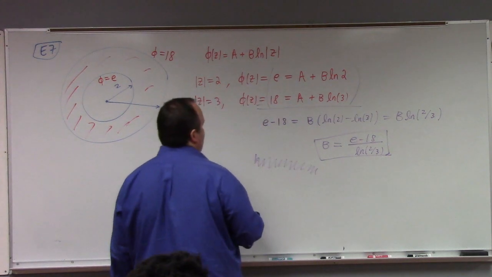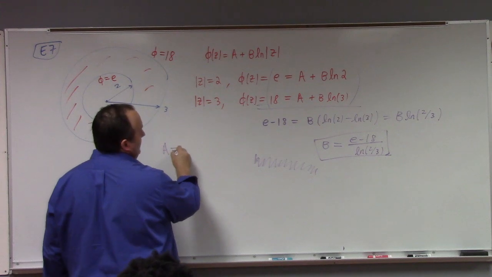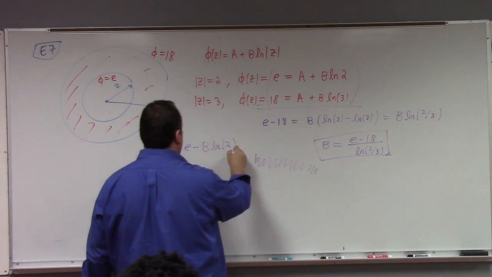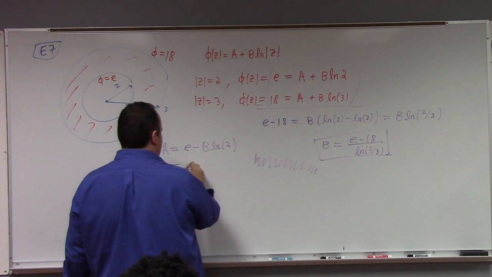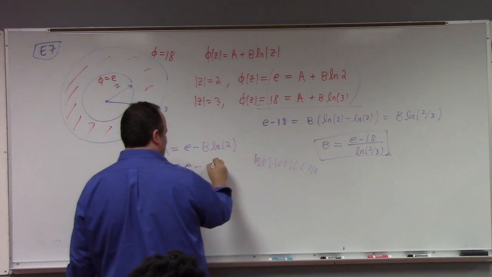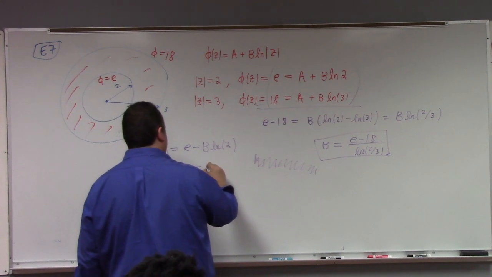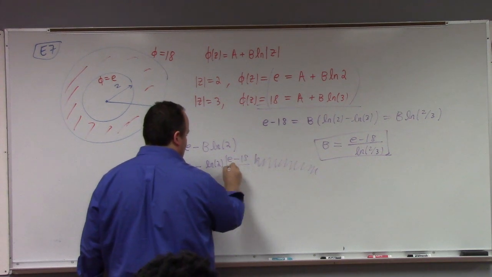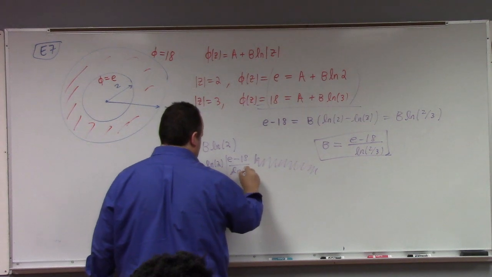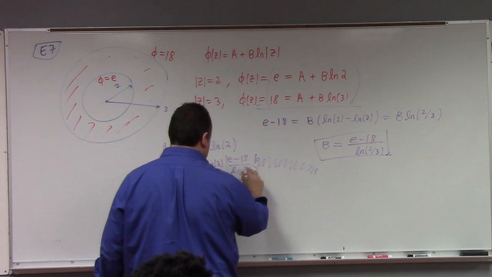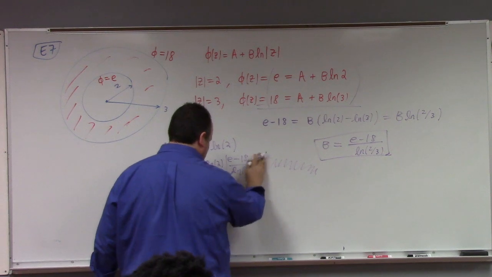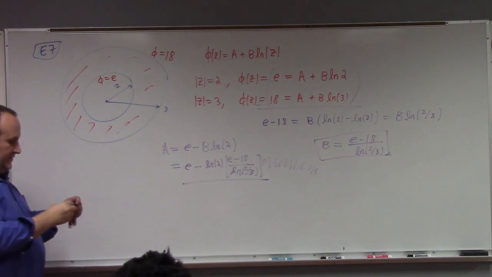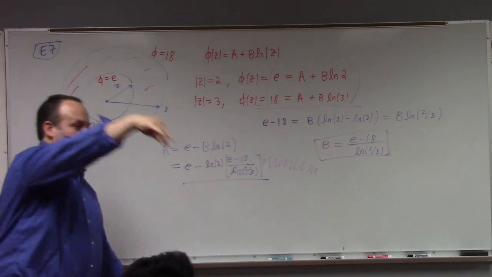So therefore b is e minus 18 divided by the natural log of 2/3. And a is e minus b natural log of 2, which is e minus natural log of 2 times e minus 18 over natural log of 2/3. There we go. So you take those two constants, put them in there, and there you go. And this one is done.